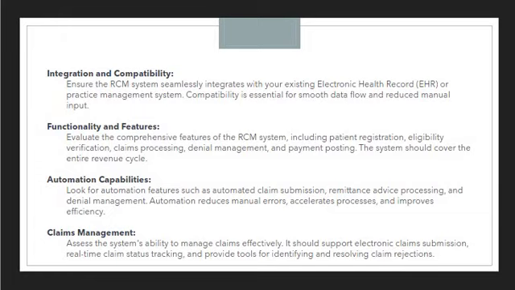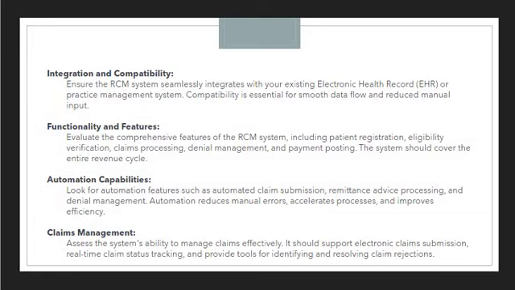Now we will move to the second point. The second point is functionality and features. Evaluate the comprehensive features of the RCM system, including patient registration, eligibility verification, claim processing, denial management, and payment posting. The system should cover the entire revenue cycle. We have already learned about the revenue cycle, right? We know each and every parameter of it. So the new system which you are going to onboard should cover all these points, like patient registration, eligibility verification, claim processing, and denial management, along with payment posting.